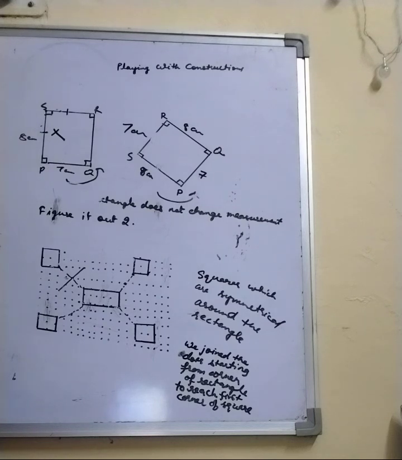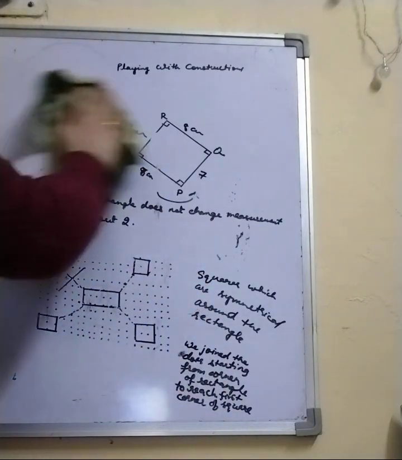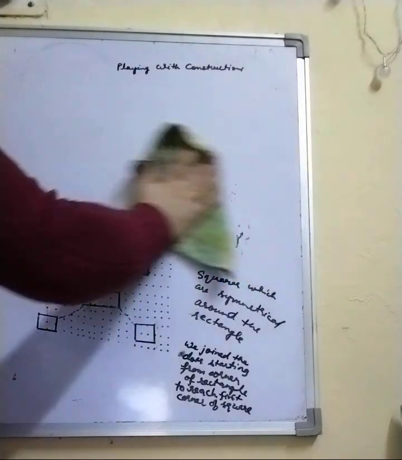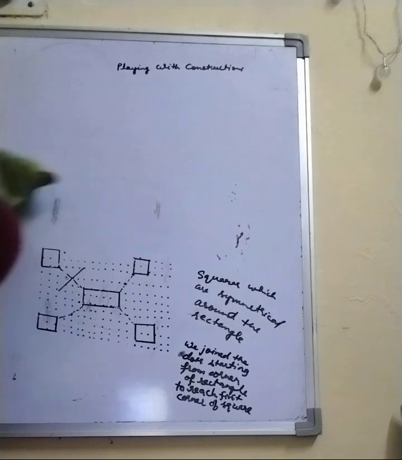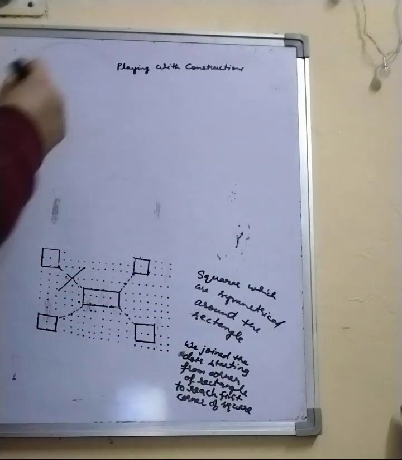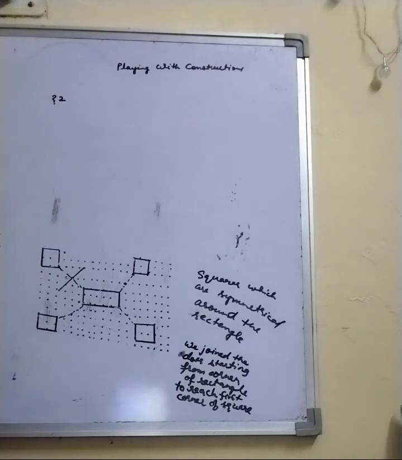So now we move to question number 2. Identify if there are any squares in this collection. Use measurements if needed. Okay, so they are saying that you can use measurements. So basically what would you measure? You would measure the length of the sides and the angles between the sides.